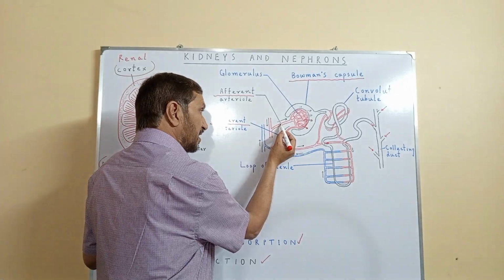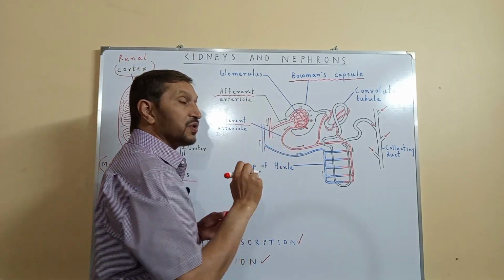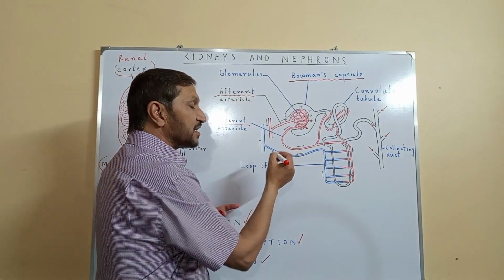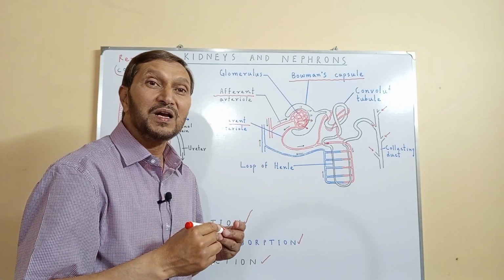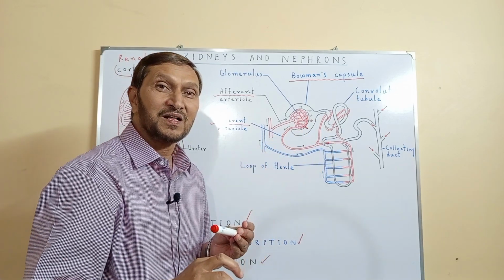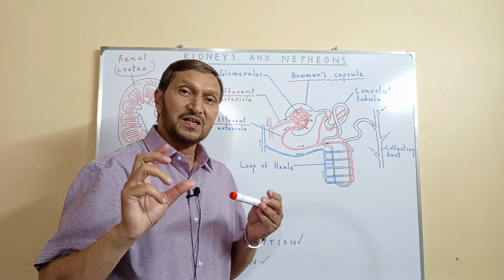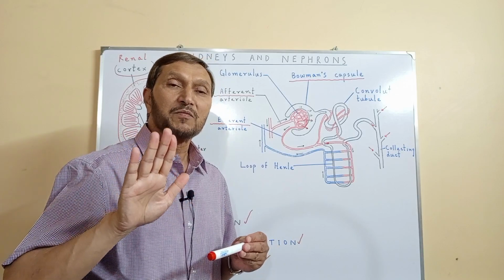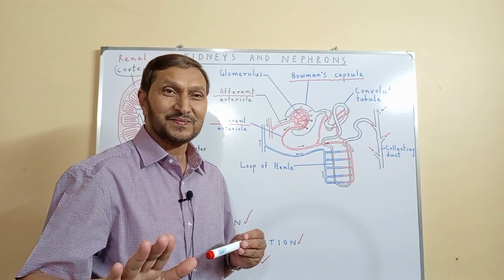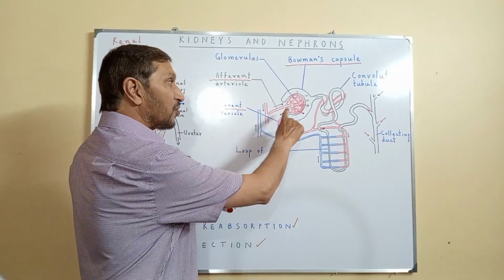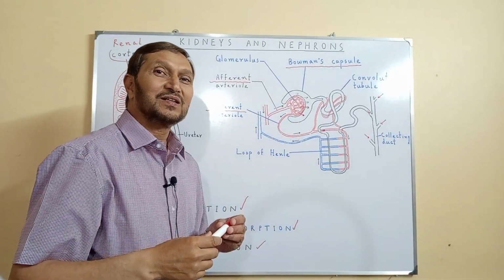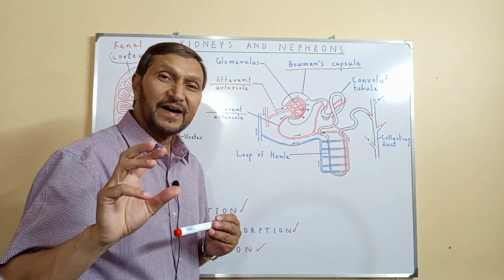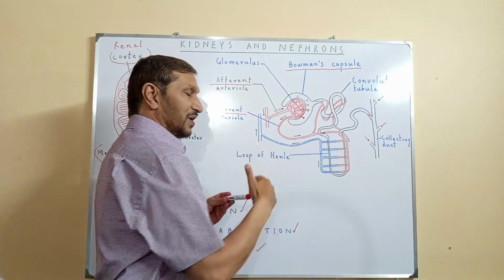Now, as I told you, the afferent arteriole is broader, so it is bringing more blood into the glomerulus, and the efferent arteriole is narrower, so it is taking back lesser blood. Due to the difference of this diameter, more blood is entering into the glomerulus and lesser blood is coming out. So a high blood pressure is developed inside the glomerulus.